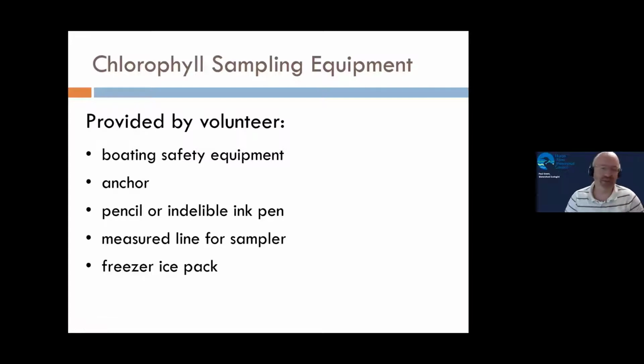Okay, so here's other things that you will provide. It's very similar to the phosphorus. You need to get out there on your boat, anchor yourself if it's a windy day. You'll need that pencil or Sharpie to write on labels, and then a freezer ice pack, because you always put these things on ice when you are done doing your job and coming back to your house.